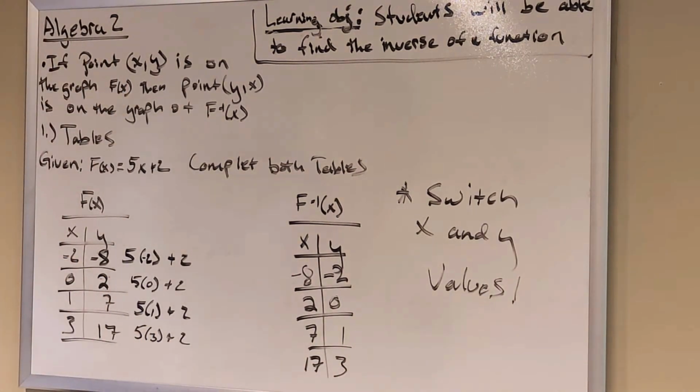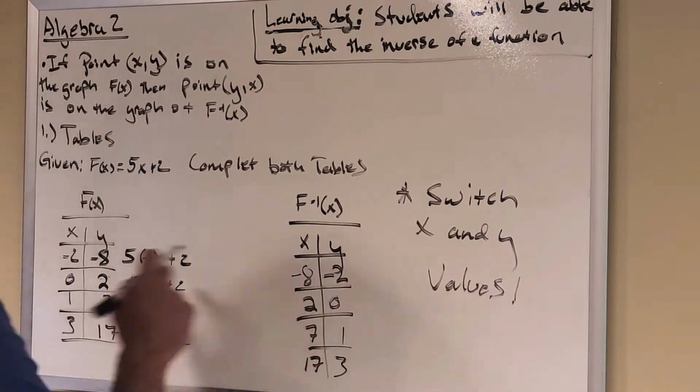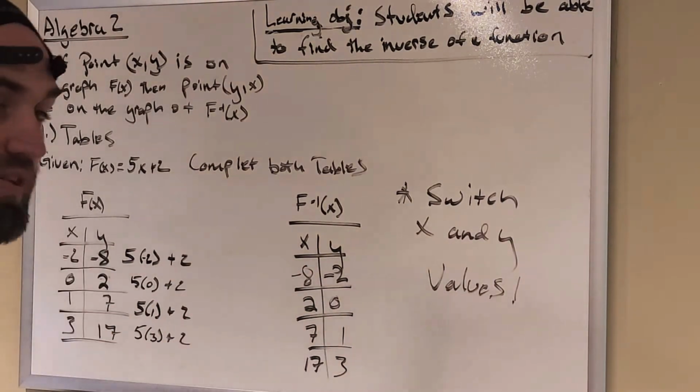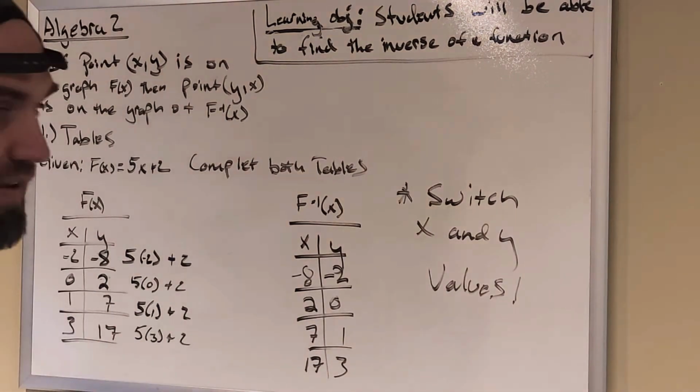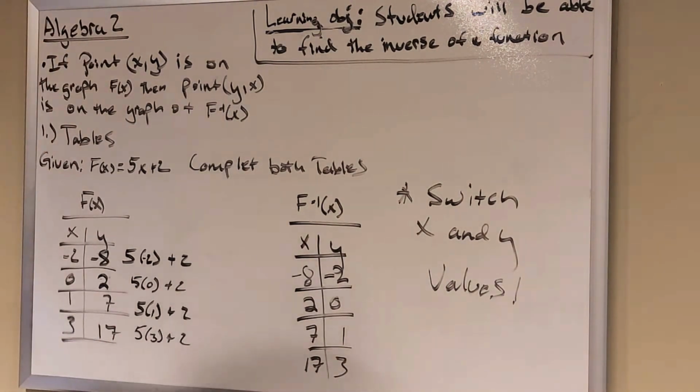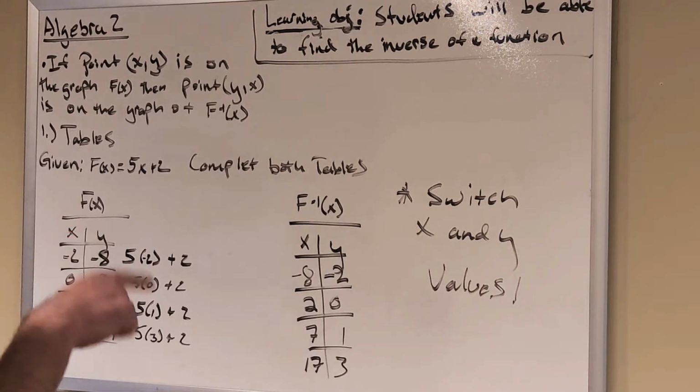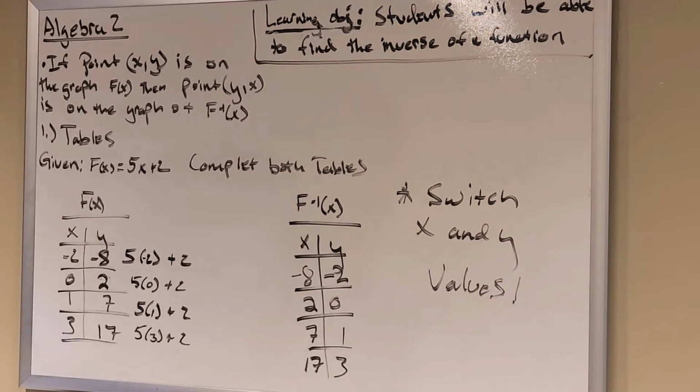Easy enough. All we did was flip the values. We put the second number first and the first number second. Okay, we made my x value my y value, my y value my x value. All right?